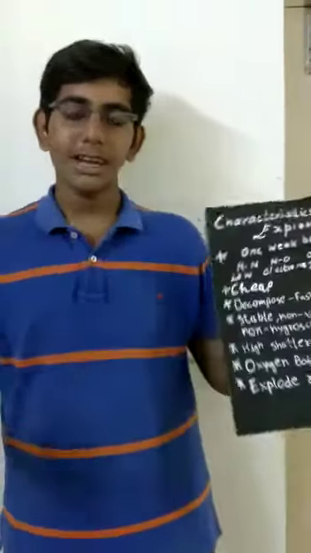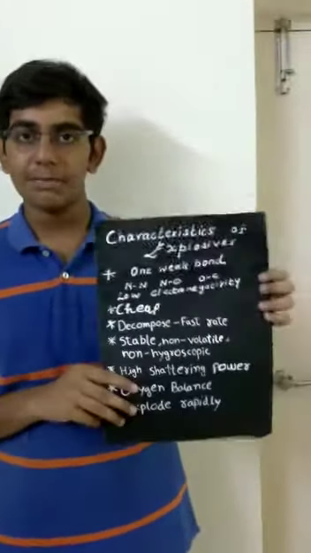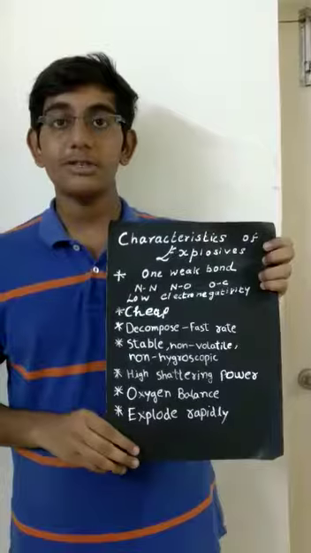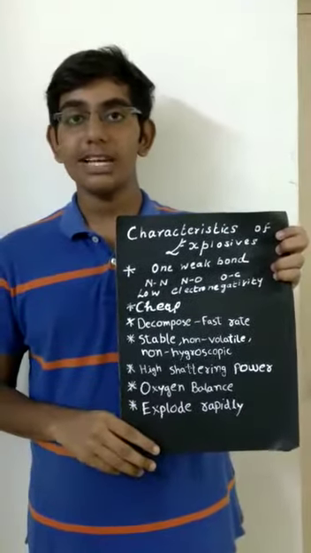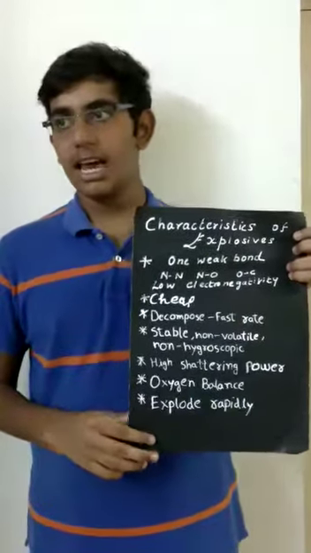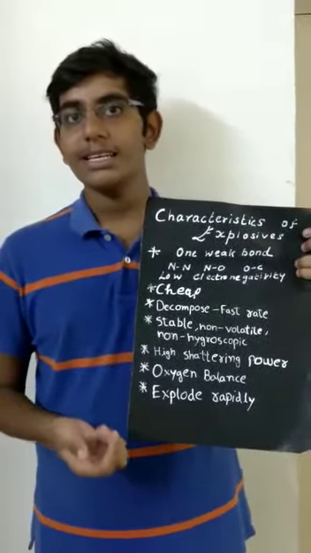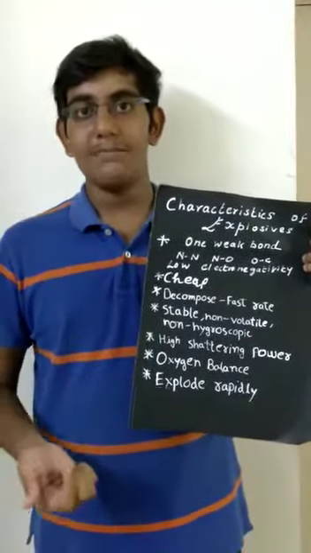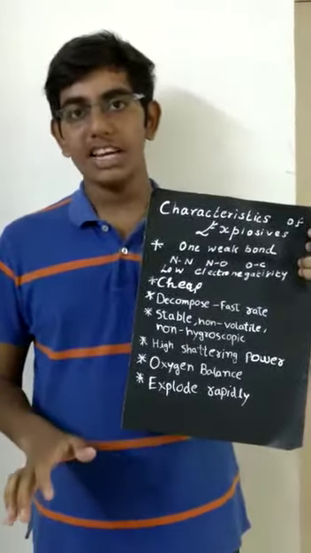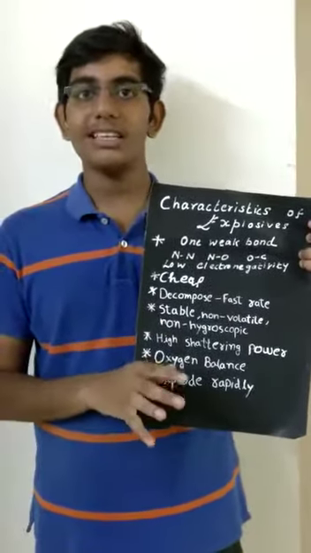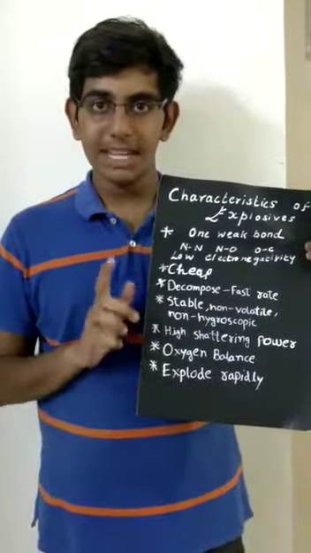One of the main important characteristics of explosives should be that it should have a weak bond so that it can be easily broken. Like you can make O-N, N-N, O-Cl bonds. The bonds which have low electronegativity value can be broken easily. So that should be one of the main characteristics.